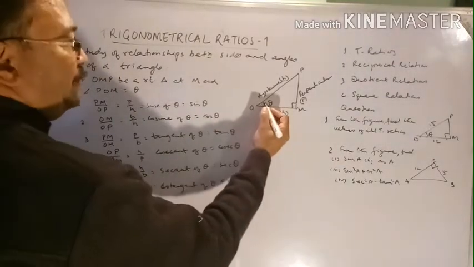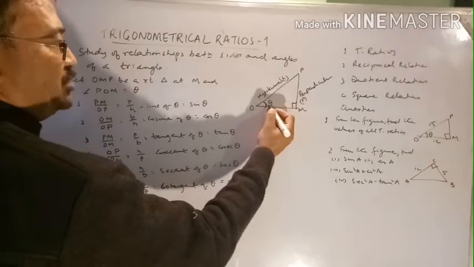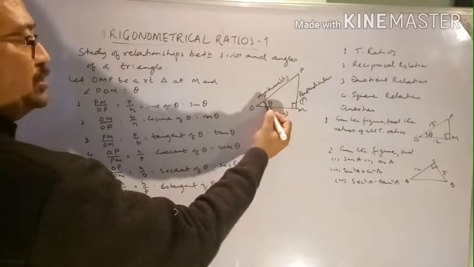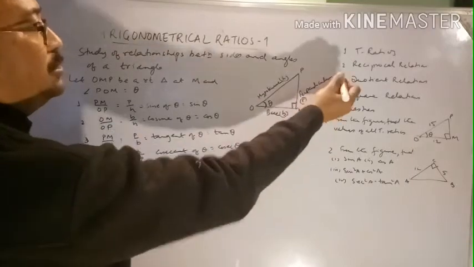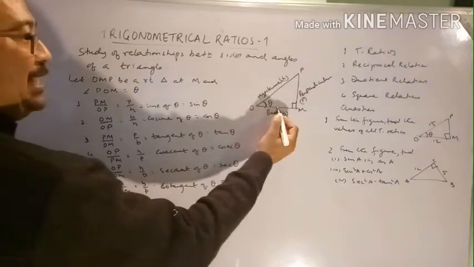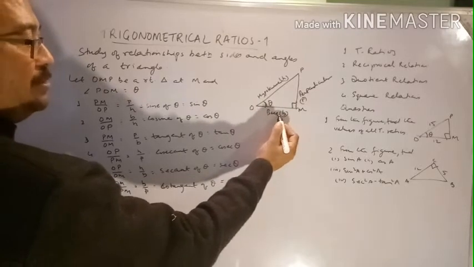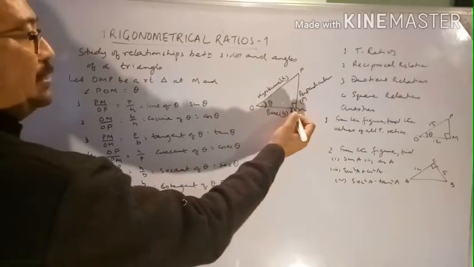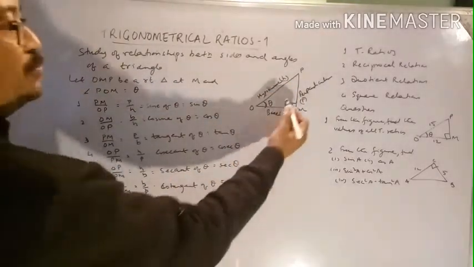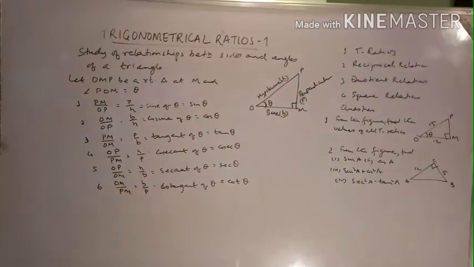With reference to this angle theta, which is called the angle of reference, the side opposite to it, here PM, is called the perpendicular, and we represent it by small p. The side adjacent to the angle of reference is called the base, and the side opposite to the right angle is called the hypotenuse, which is the longest side of the right angle triangle. For convenience, we represent perpendicular by P, hypotenuse by H, and base by B.